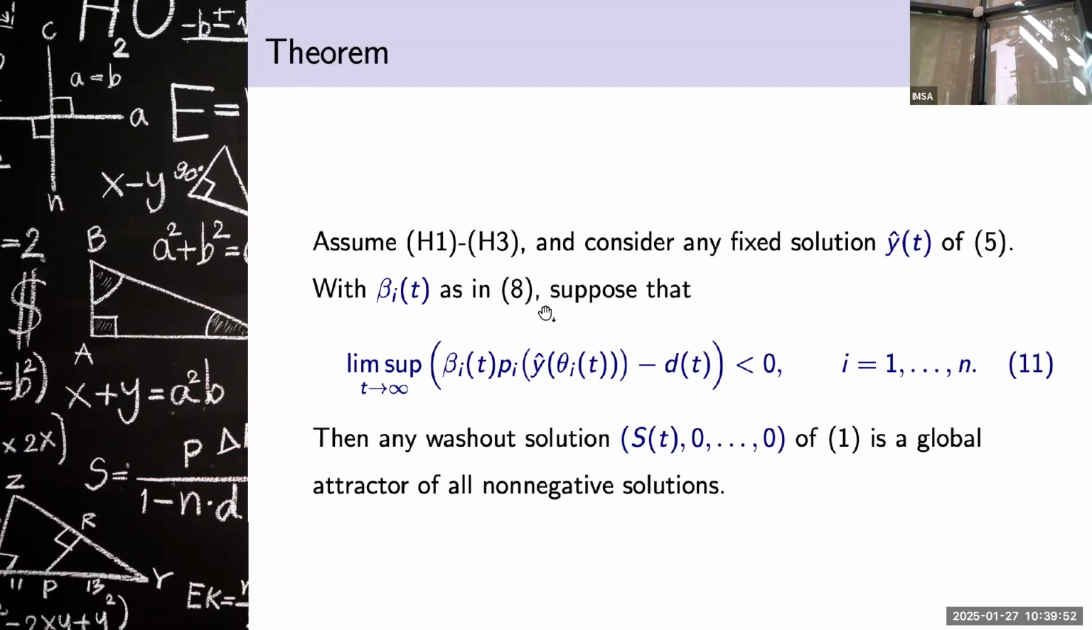Right? So here are some hypotheses in order to ensure that our population will survive. If we consider all those hypotheses, and y will be the solution of 5, what we have is that if the limit is more than 0, then any washout solution of our problem is a global attractor of all non-negative solutions. So using that, we have some conditions in order to ensure that our population will be extinct.